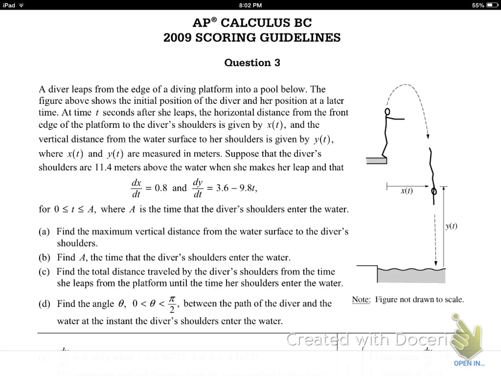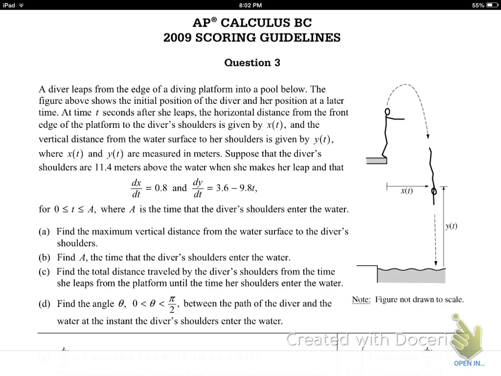Now, I mentioned in class that when they do give us parametric equations or a vector, they're going to try to hook this back to some sort of one-dimensional motion case for just a moment. Even though the bigger picture here is in two dimensions, they're going to see if you can handle the one-dimensional question. Part A is going to ask you about the one-dimensional case. It asks us to find the maximum vertical distance from the water surface to the diver's shoulders. We're trying to maximize y of t, the vertical distance.